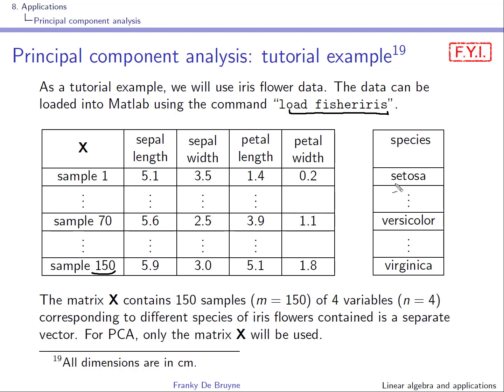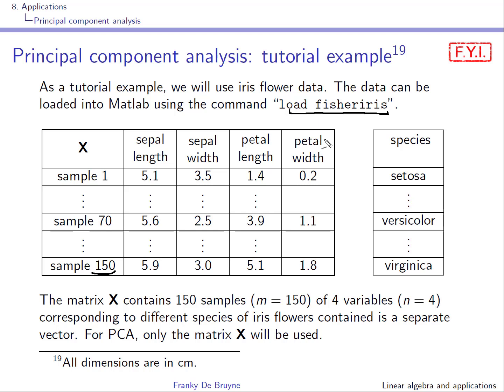The idea of principal component analysis is to remove the redundant information. As you can guess, of course, sepal length and sepal width are correlated, and so are petal length and petal width. So if you don't have PCA, what would you do?